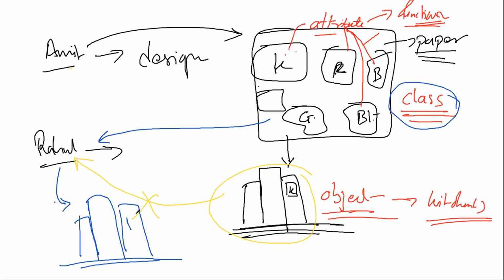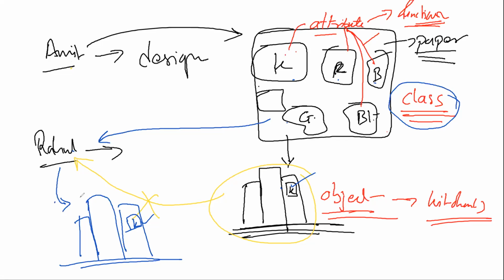This will also have a kitchen in it. This will also have all these attributes which were available in Amit's house. But Amit will use his own kitchen. Rahul will use his own kitchen. Definitely, both are using the same design. But is it like Amit will use Rahul's kitchen and Rahul will use Amit's kitchen? No, that will not happen, right?